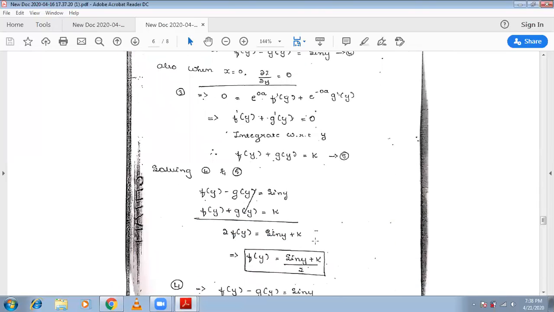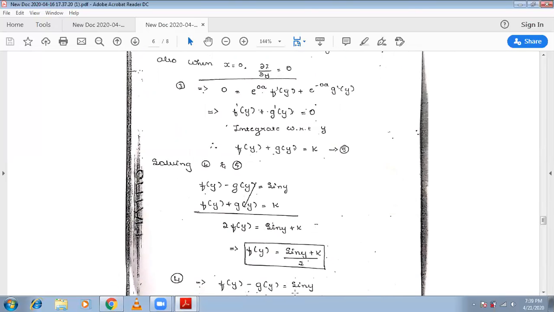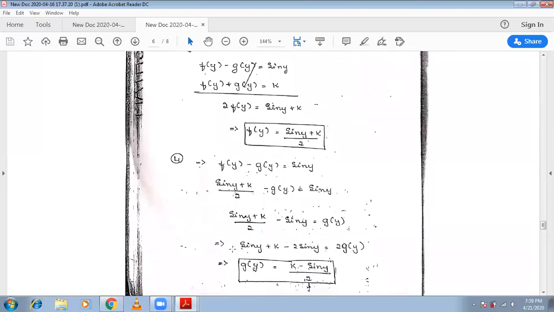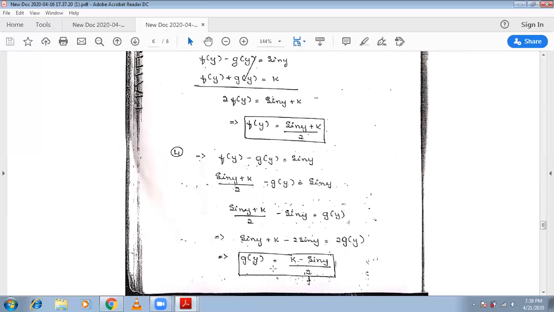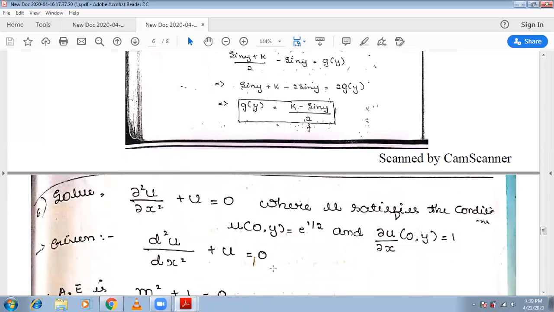Similar to the previous problem, solve this. We obtained f of y is equal to sin y plus k by 2 and g of y is equal to k minus sin y divided by 2. Substitute f of y value here. Minus g of y becomes plus g of y and sin y plus sin y becomes minus sin y. Take LCM, simplify this. Finally, we obtain g of y. Substitute f of y value and g of y value in equation 1. This is also a question paper problem.